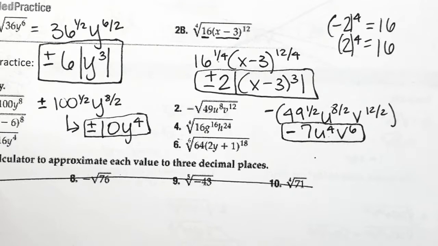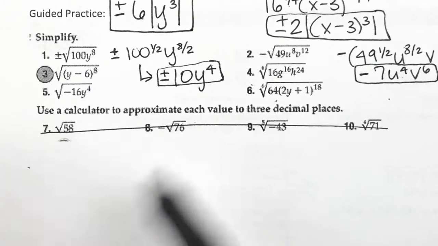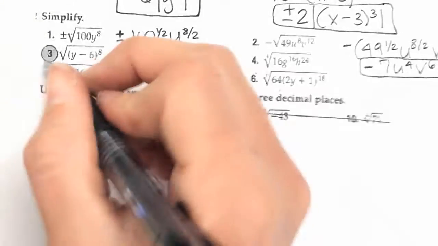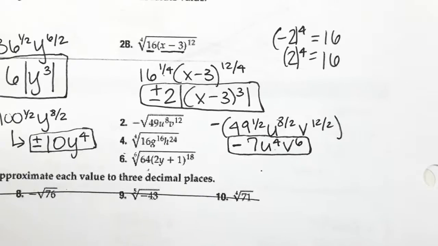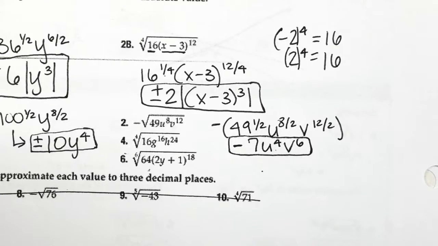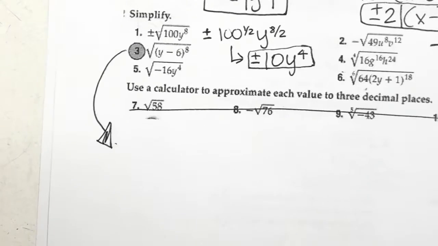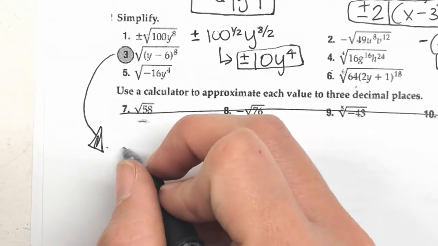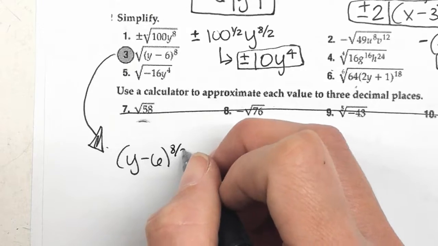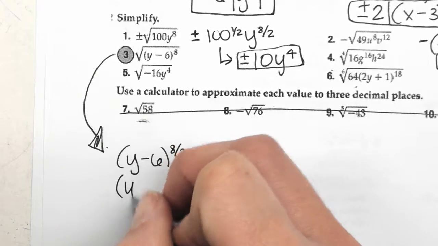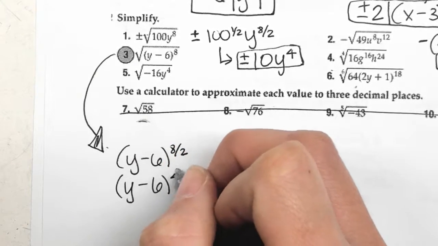Alright, number 3, I'm going to come and do it down here, because I don't have enough room up here. Do I need to go back to that one? Any questions? Okie dokie. So this would be y minus 6 raised to the what power? So that'll be, that's it.